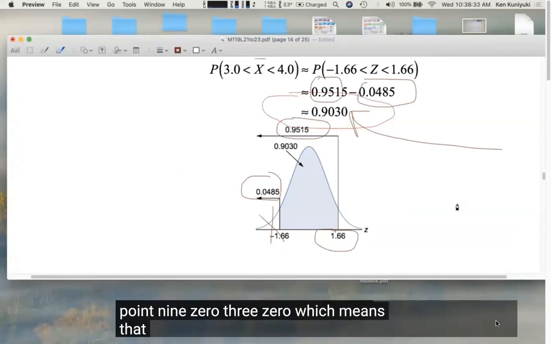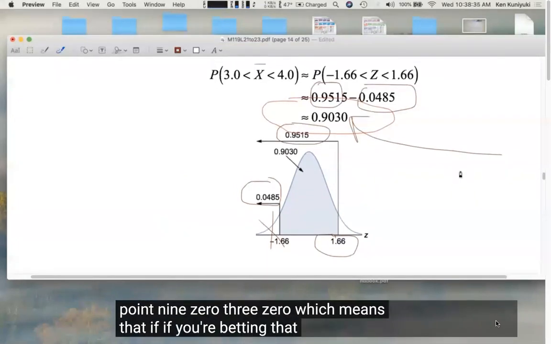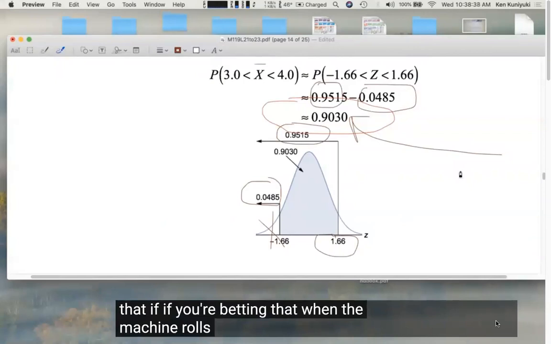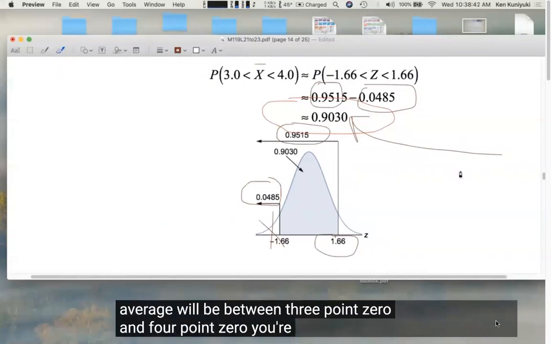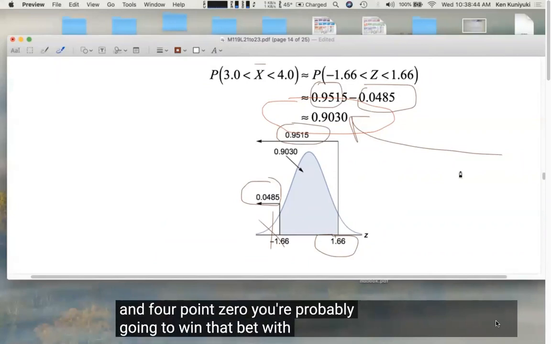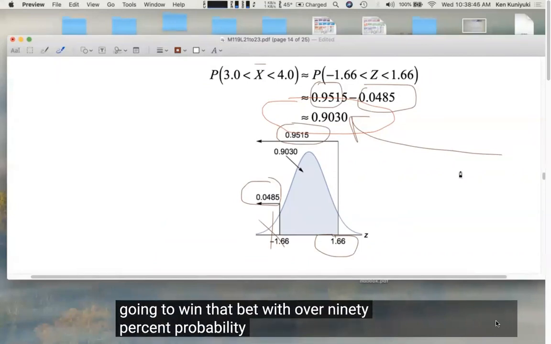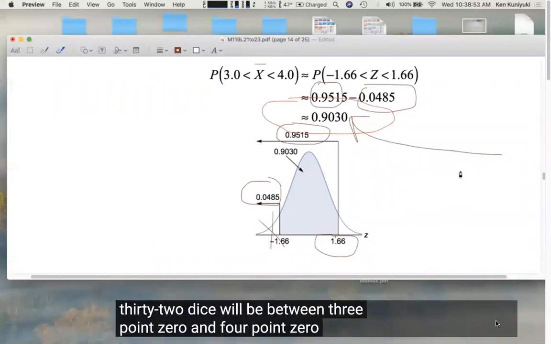0.9030, which means that if you're betting that when the machine rolls the 32 dice, the average will be between 3.0 and 4.0, you're probably going to win that bet. With over a 90% probability, you're going to win that bet, that the average on the 32 dice will be between 3.0 and 4.0.